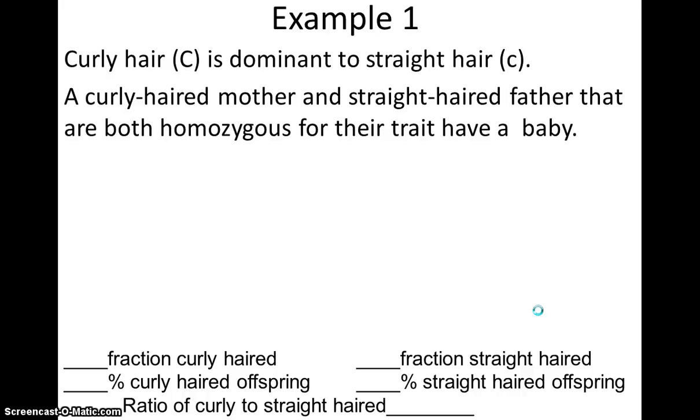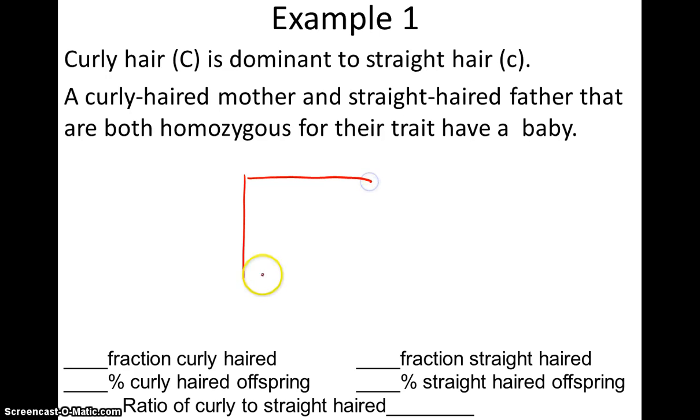The first here, it says curly hair C is dominant to straight hair, little c. I do want to point out here that the trait is always named after usually the first letter of the dominant one. So if we have a curly-haired mother and a straight-haired father that are both homozygous for the trait to have a baby, we need to figure out the fraction that will be curly-haired, straight-haired, and the ratio as well. So first thing here, we need to draw a Punnett square.